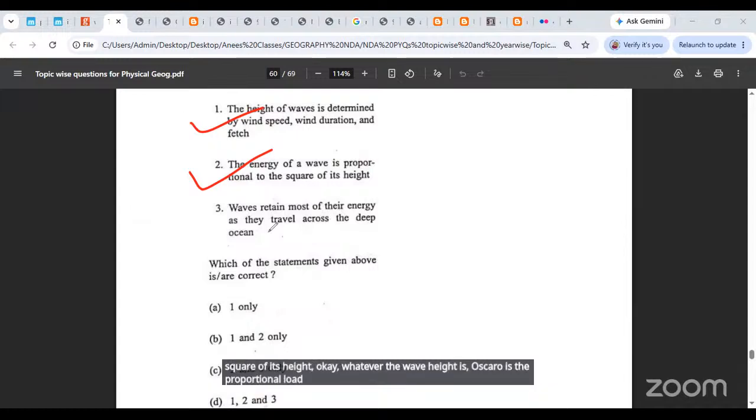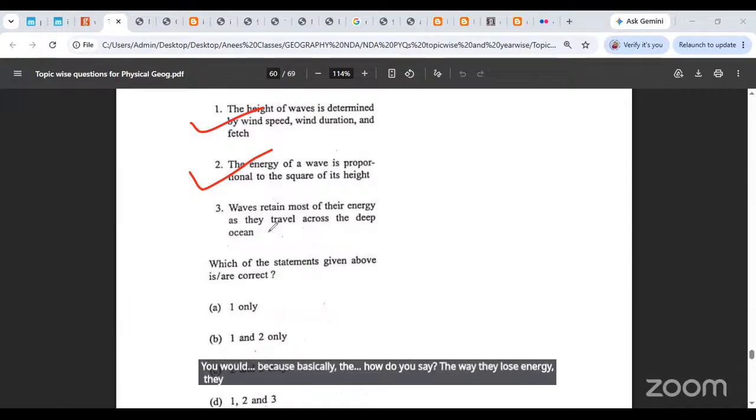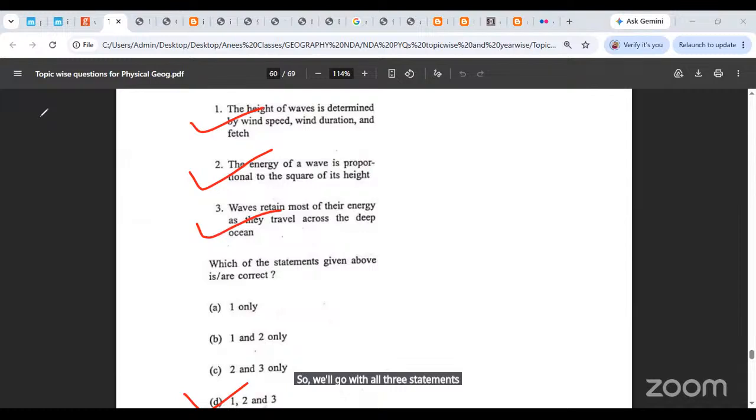And waves retain most of their energy as they travel deep across. Yes, they tend to lose very little energy as they travel across the deep ocean. The way they lose energy, they keep making it up. For whatever energy they're losing, they keep making it up. So very little energy is lost when they are moving across the deep ocean. Okay, that is usually the case. So we'll go with all three statements being correct, ideally.